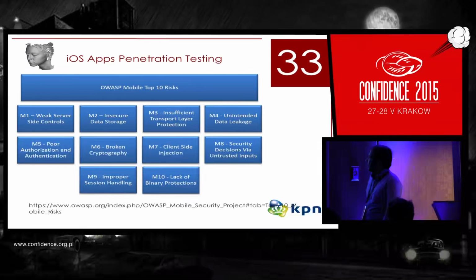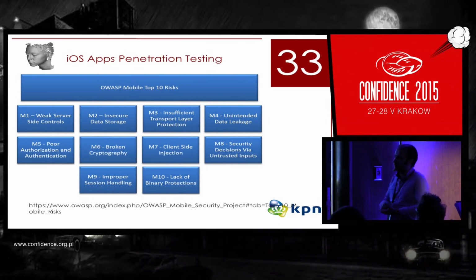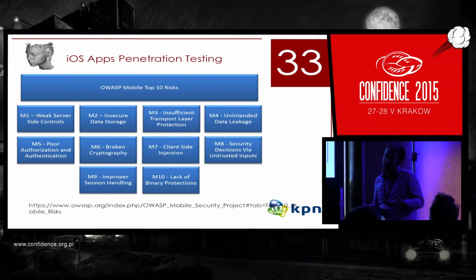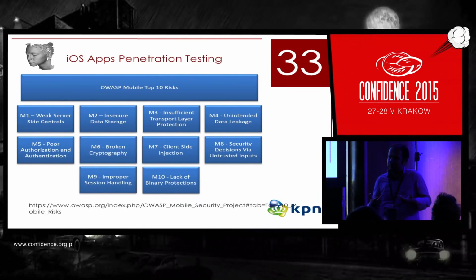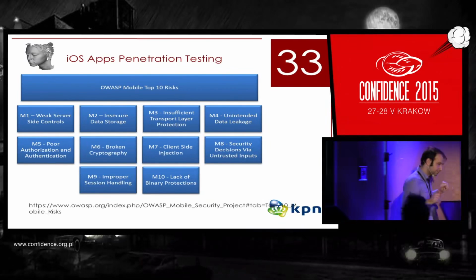The most common issues are related to weak server-side controls and insecure storage, like information stored on your local device which is supposed to be in, for example, the keychain and so on. And people think, when they implement, programmers are always lazy, and they think it's a mobile application, so you cannot do pretty much anything. So they rely most of the time on assumptions.